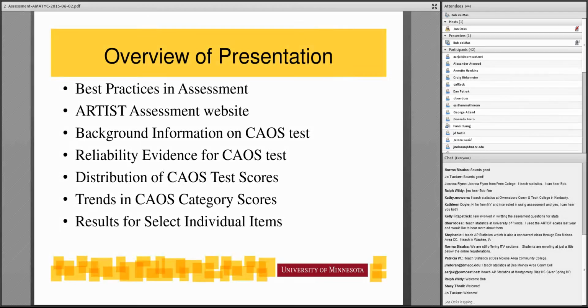So we'll look at what that data tells us about what students do or do not understand at the end of an introductory statistics course. And then look at a few of the items from these assessments, not just the CAOS, but also some of the other assessments through the ARTIST project, to give you a feel and a flavor of the type of assessment items we've produced. And I will try to occasionally glance over at the chat room, so if you do have a question, feel free to type it in. Otherwise, we will try to have about 10 minutes at the end to answer people's questions.